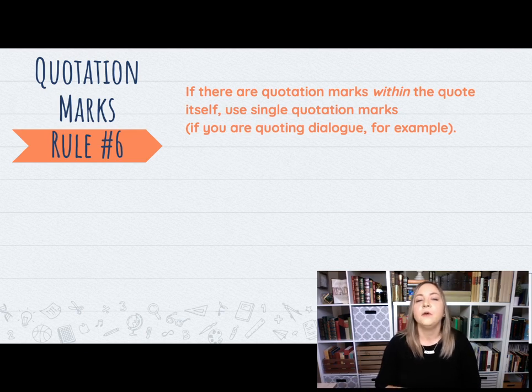All right, guys, so if there are quotation marks inside the quote, so kind of a double quote, right? So a quotation inside a quotation. This more often than not is going to happen when you're quoting dialogue, okay? So you still need to indicate where the dialogue is with quotation marks, but because you have quotations at the beginning and end of the quote, the dialogue within it takes single quotation marks, kind of like the apostrophe, right?